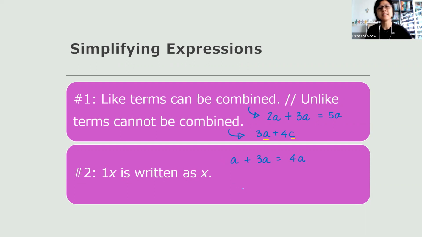Okay? Similarly, if I were to have 5 units of a minus 4 units of a, now we know that if you have 5 units of something and you take away 4 units, you're left with 1, right? So instead of writing down 1a in algebra, let's leave out the 1, just a. And this is good enough.